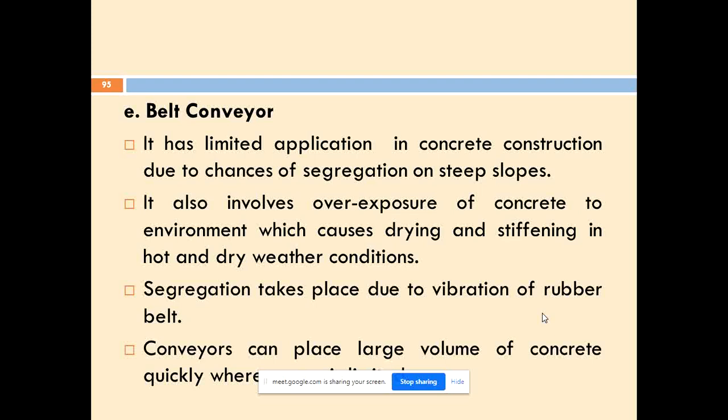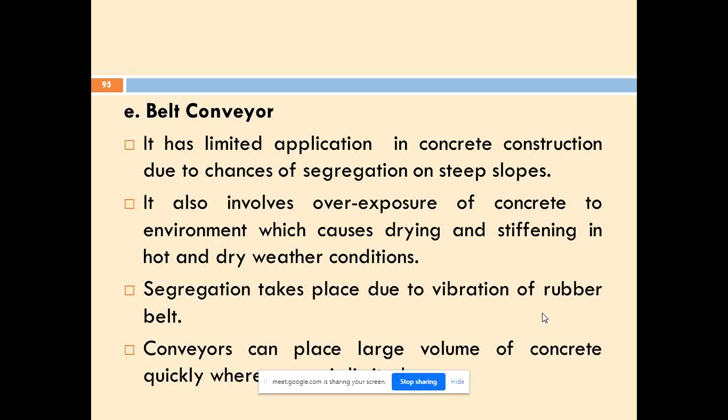If the transportation is done for a greater height, then we have to remix it once again so that there is no chance of segregation in it. So next, there are another two types. Belt conveyor. A belt conveyor has a limited application in concrete construction.